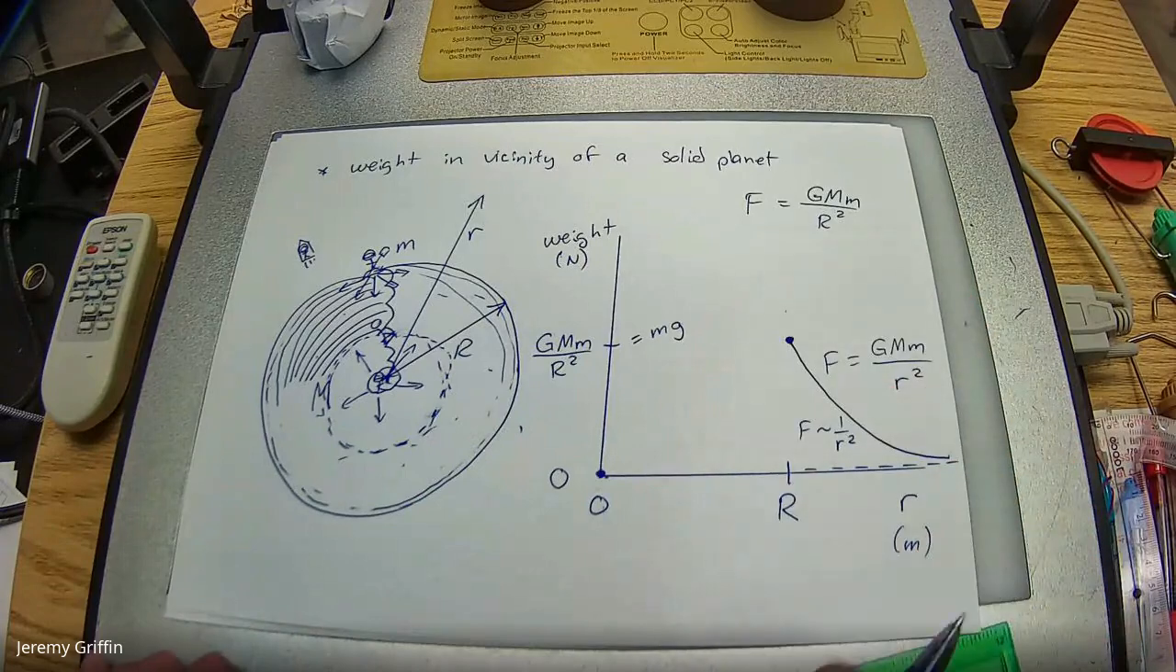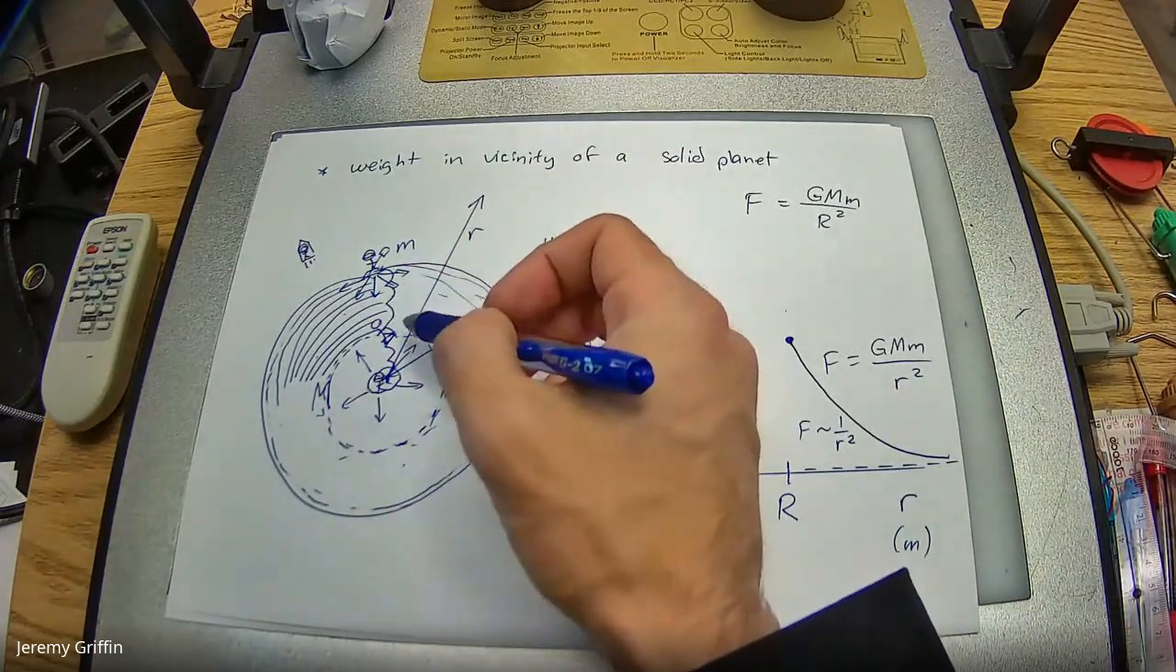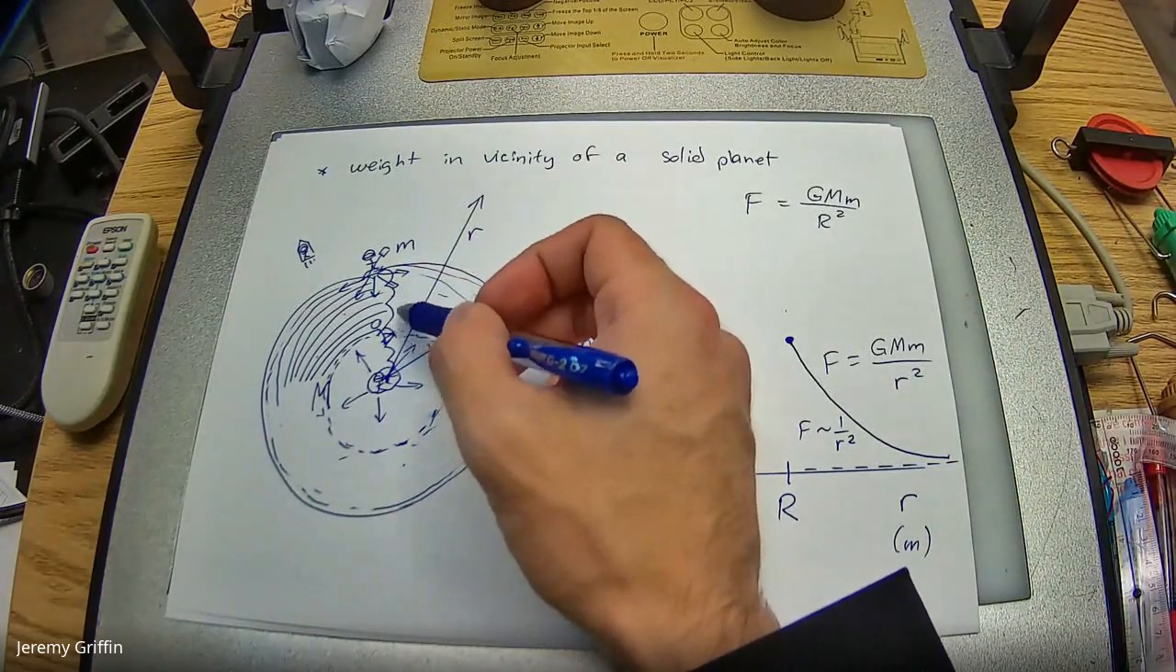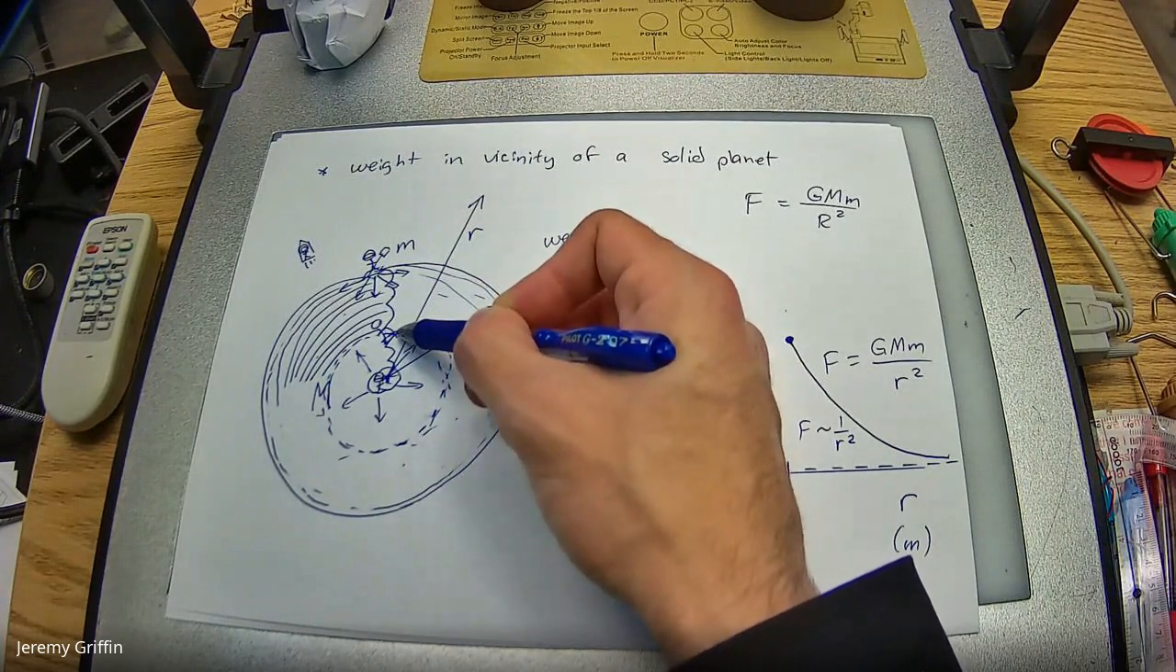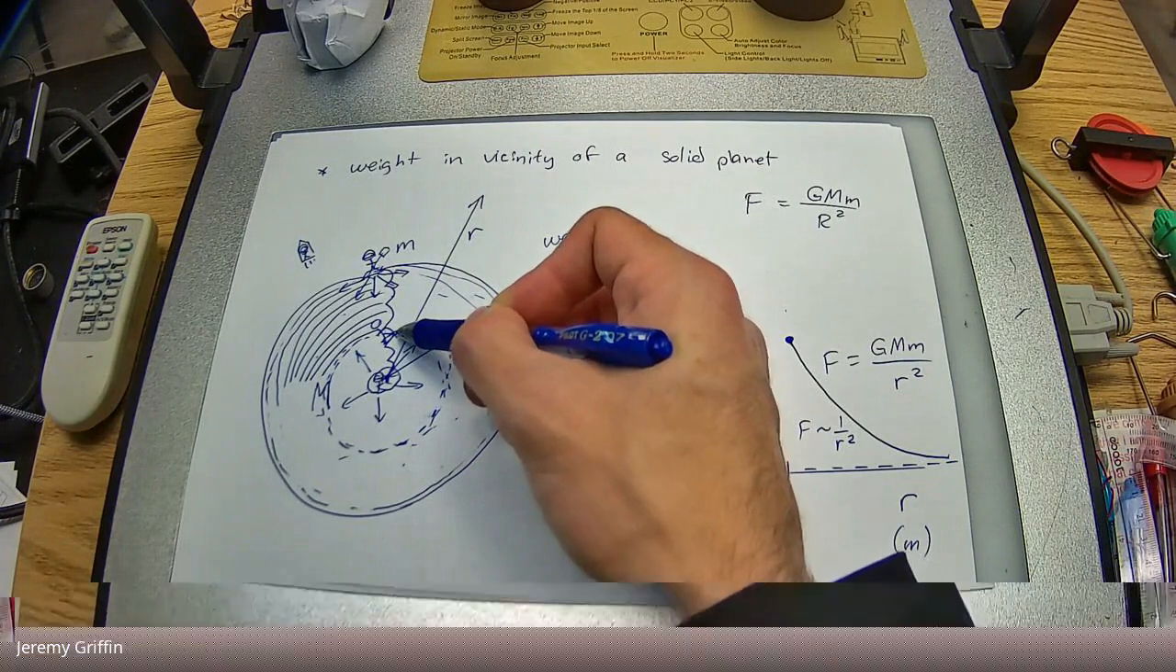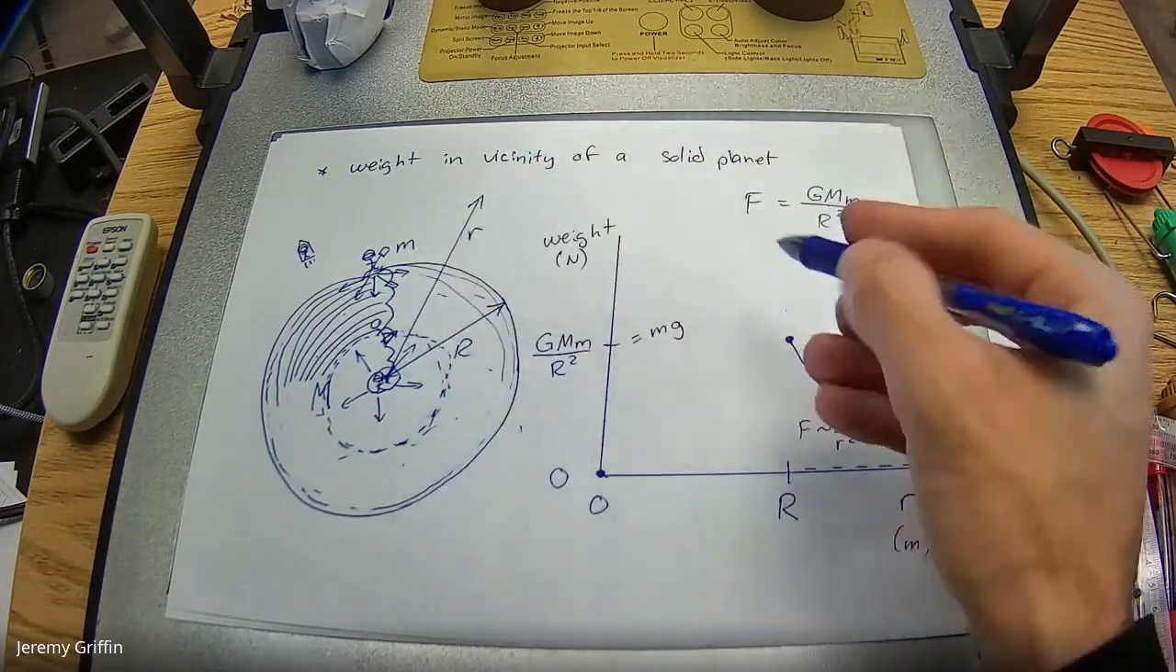Let me throw a proposal out here and see what you guys think about this. How many of you guys think that if he's halfway down to the center, he's also going to have exactly half of his weight from the surface? If he's halfway down and has half his weight. How many of you guys think that? Yep, you guys are absolutely right.